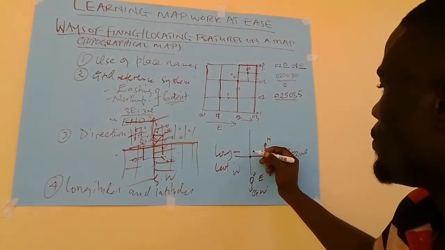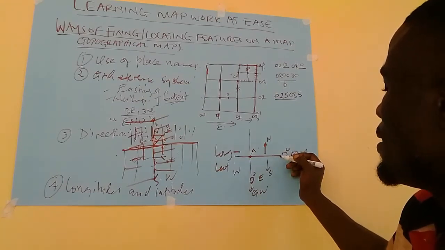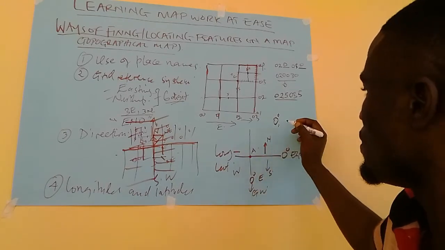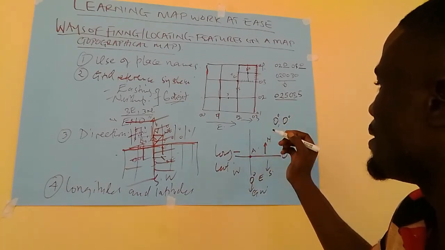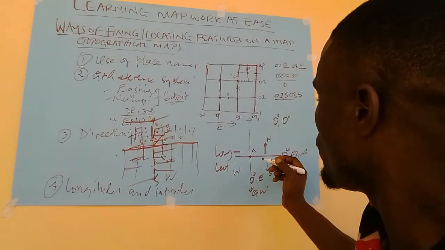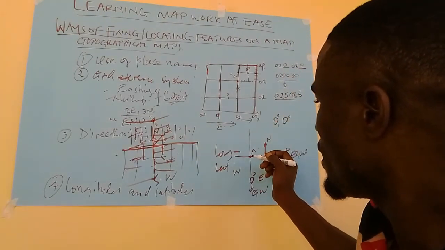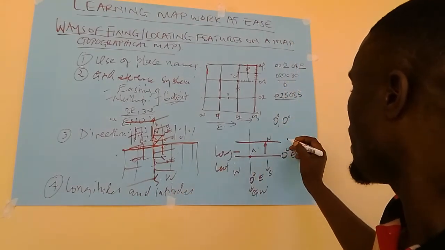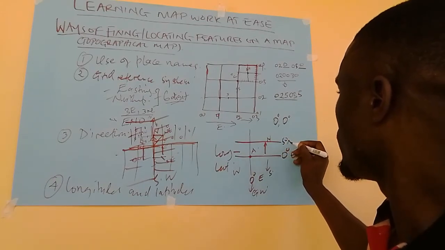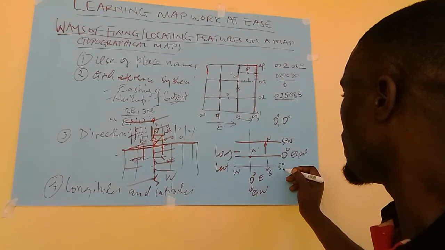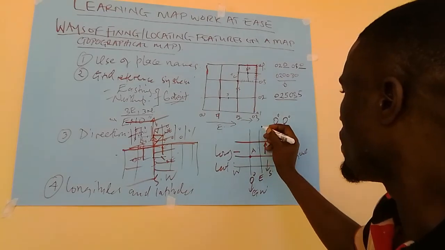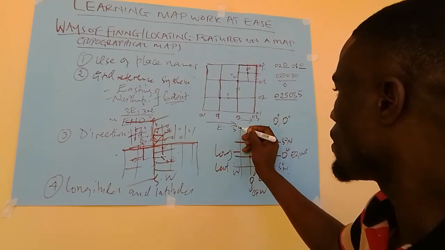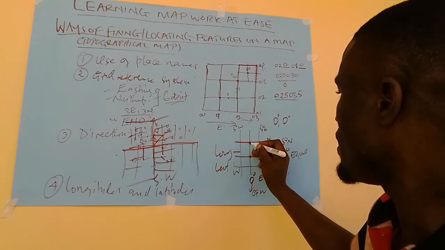For example, if we have point A here, it is on latitude 0 degrees, and it is on longitude 0 degrees. So my location is 0, 0, meaning it did not move from the equator and it did not move from the Greenwich. However, if I have, for example, here 5 degrees north, 5 degrees south, these are latitudes, then I can have 5 degrees east, 5 degrees west, these are longitudes, and my location is here.